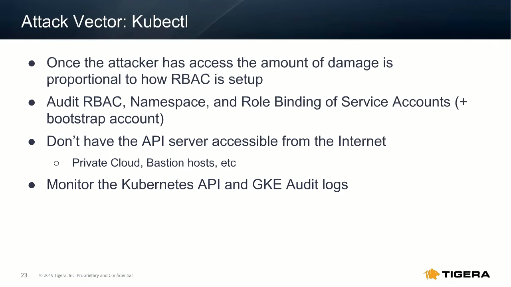We also don't want to have our API server available to the internet. By default, when you set up a GKE cluster, it is set as a public cluster, which means your API server is remotely reachable, like what we just did. So we want to set it to a private cluster and then use something like a bastion host or a jump host to connect to the API server securely. Lastly, we want to always monitor our Kubernetes API server and use GKE audit logs to see if there's anything suspicious going on.